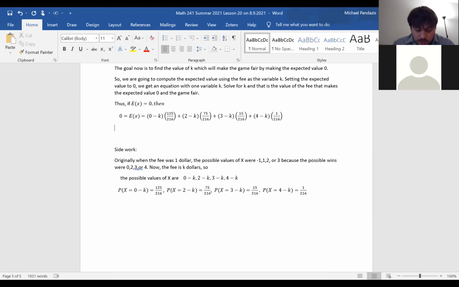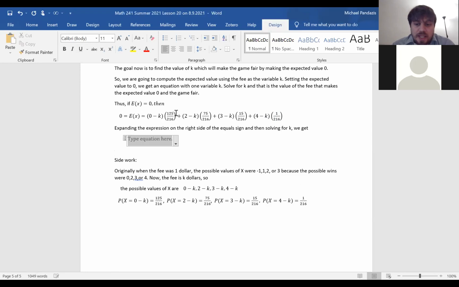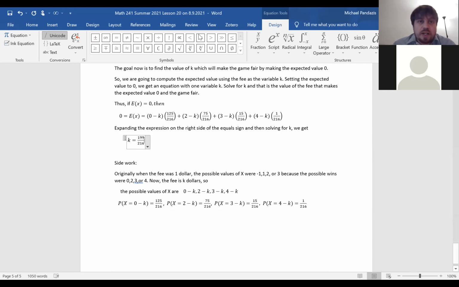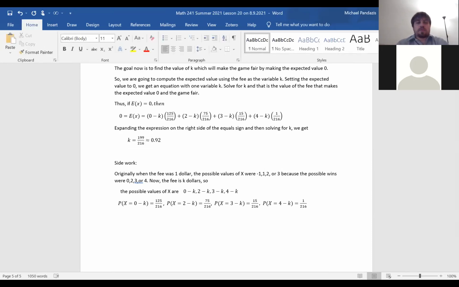Okay, and so when you expand the expression on the right side of the equal sign, and then solve for k, we get that k is equal to 199 divided by 216. And that's approximately equal to 0.92 decimal.